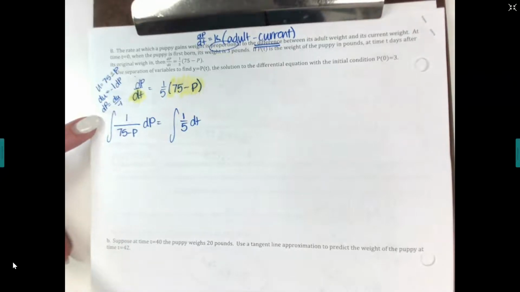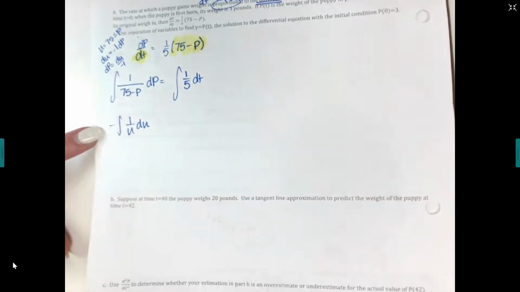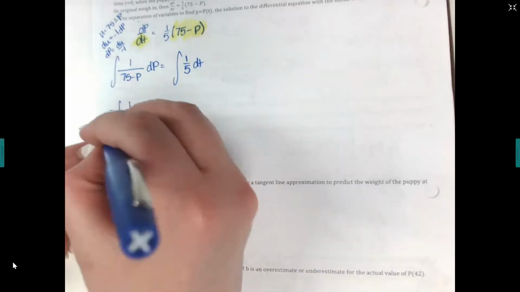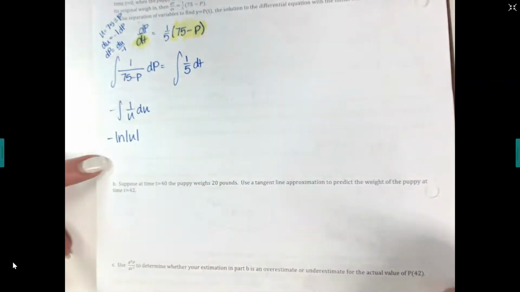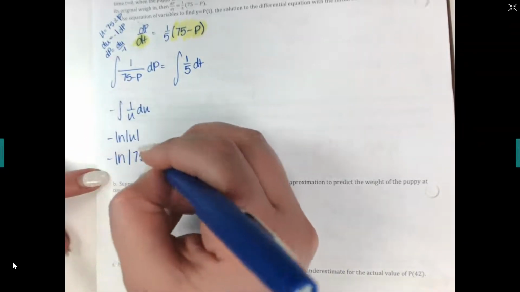That would be fine. Now, technically, where am I going to put the negative? I'm going to put it way on the outside of the integral anyway. So I'm going to do negative integral 1 over u du. What's the antiderivative of 1 over u? Negative ln u. And then I change my u back to a what? 75 minus p.